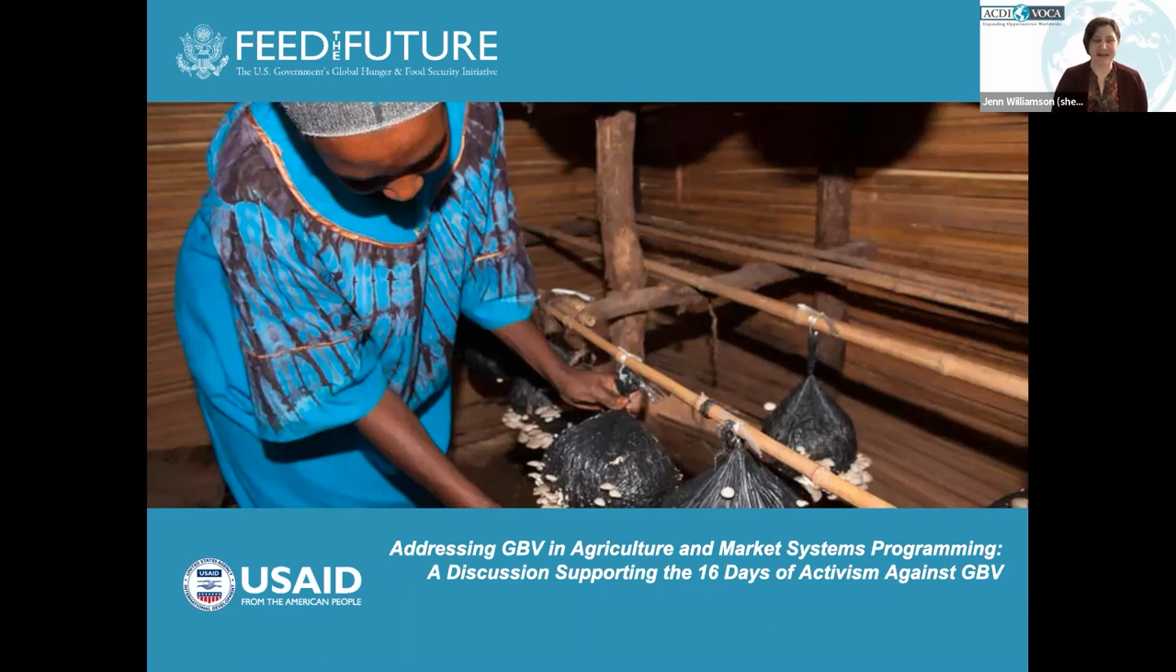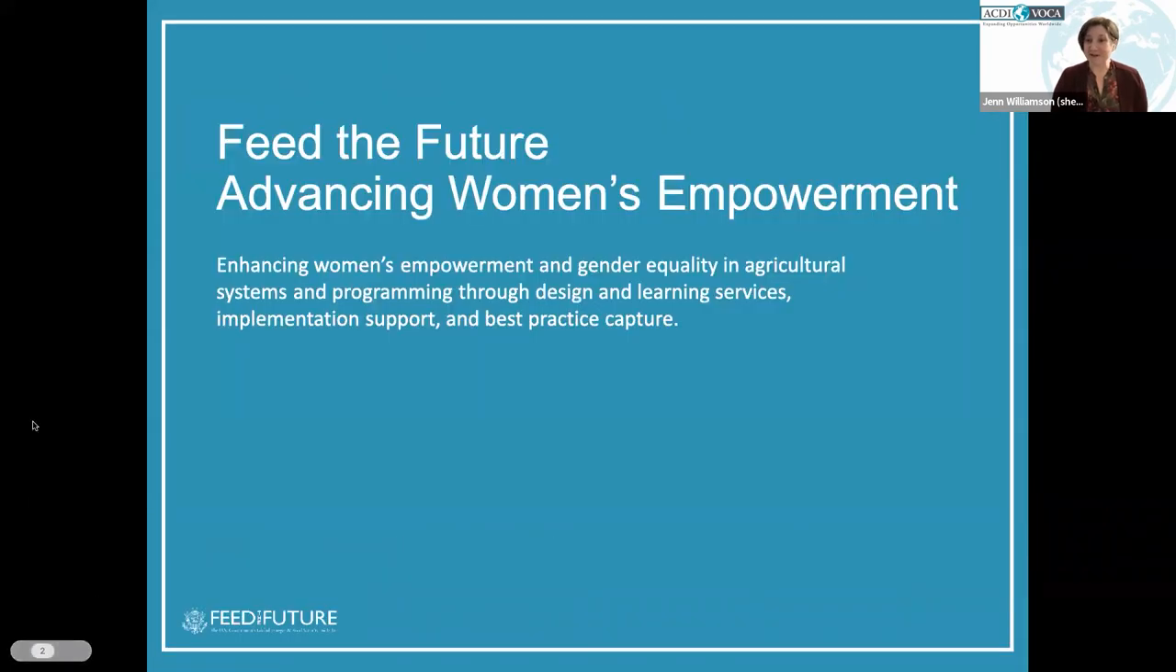This is such an important topic. But I'd like to introduce, for people who may be new to the AWE project, the Advancing Women's Empowerment Project. If you wouldn't mind going to the next slide, please. We've been around for a few years, but for people who aren't familiar, the Advancing Women's Empowerment Project is a Feed the Future funded activity with the objective of advancing women's empowerment and gender equality in agriculture systems and programming through design and learning services, implementation support, and best practice capture.